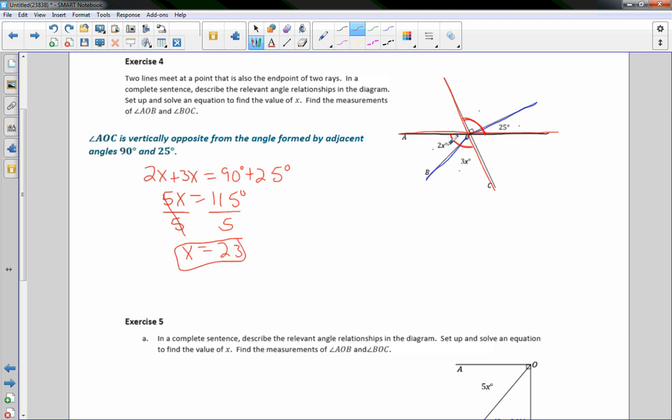I'm not going to put a degree symbol because it says 2x degrees, and x is 23, and the degree symbol is already there. So 23 times 2 is 46 degrees, and 23 times 3 is 69 degrees. 23, 46, 69, yes. Okay, 90 plus 25 is 115, 69 and 46 is 115 as well.